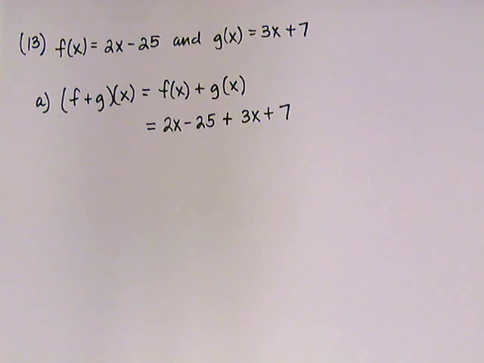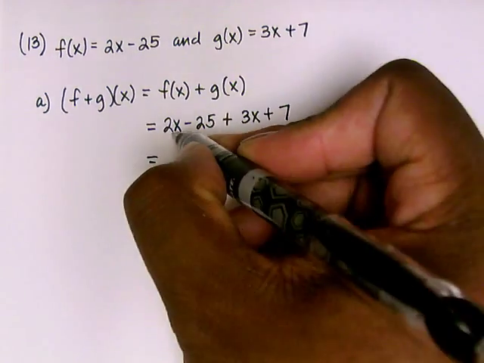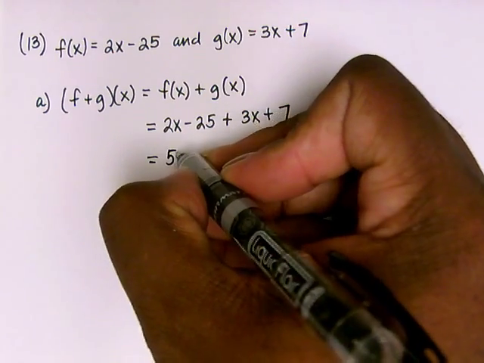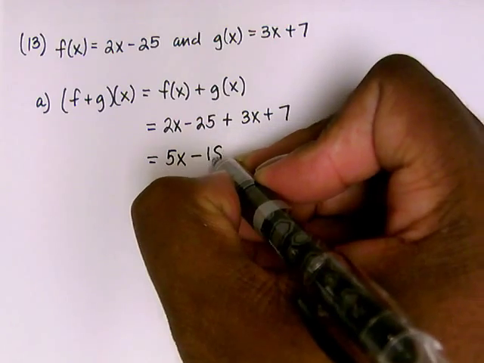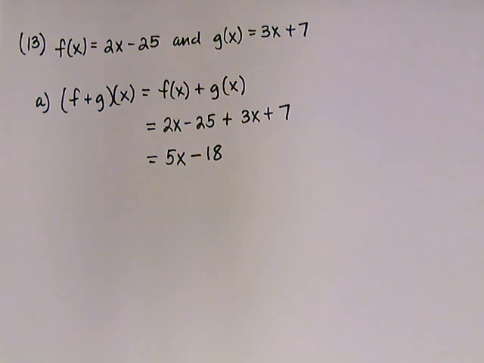So all we have to do there is combine those like terms here. 2x plus 3x is 5x. Negative 25 plus 7, that's going to be a minus 18. So the sum of those two functions will simply be 5x minus 18.